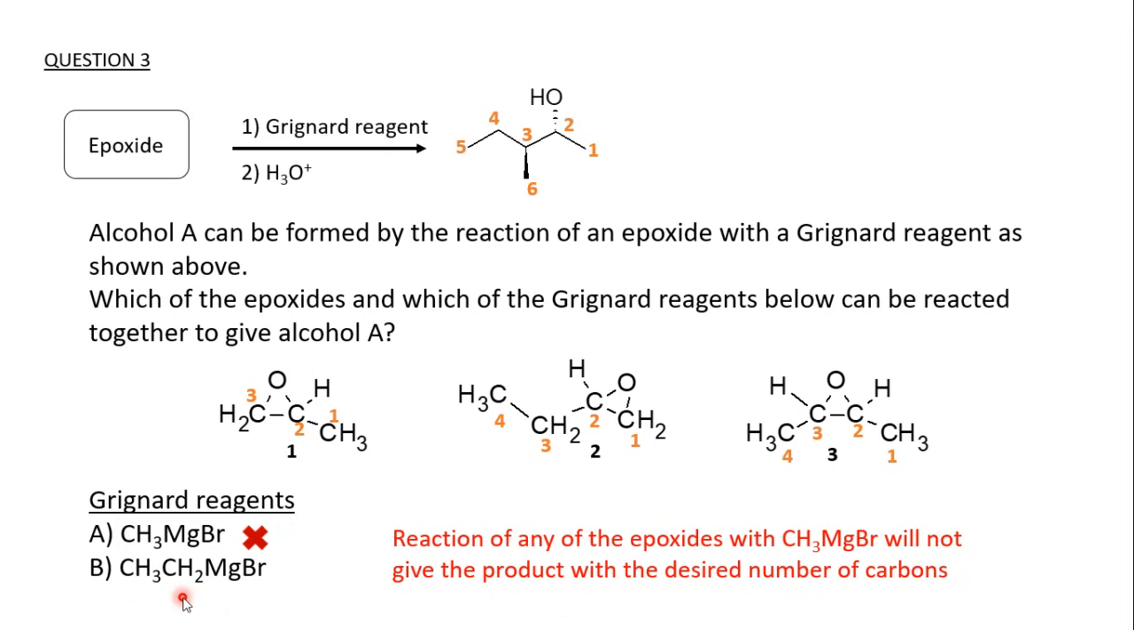So we know our Grignard reagent has to be the ethyl magnesium bromide. That's the only other option. And once again, we count carbons. We need to get 6 carbons. We have 2 coming from the ethyl magnesium bromide. We can look at our epoxides to see if we can eliminate any of them. Can we eliminate any of our epoxides right off the bat?